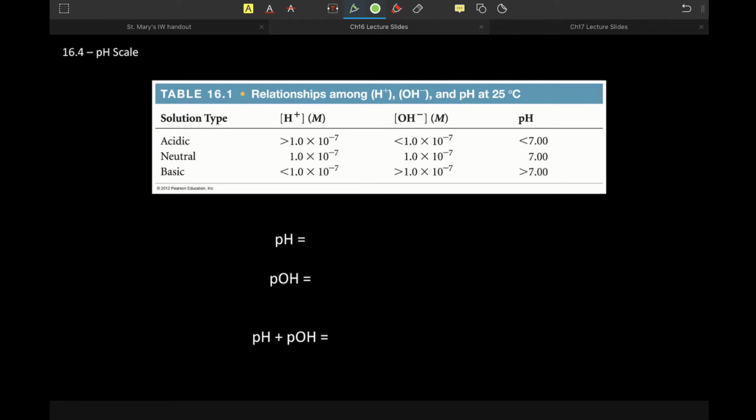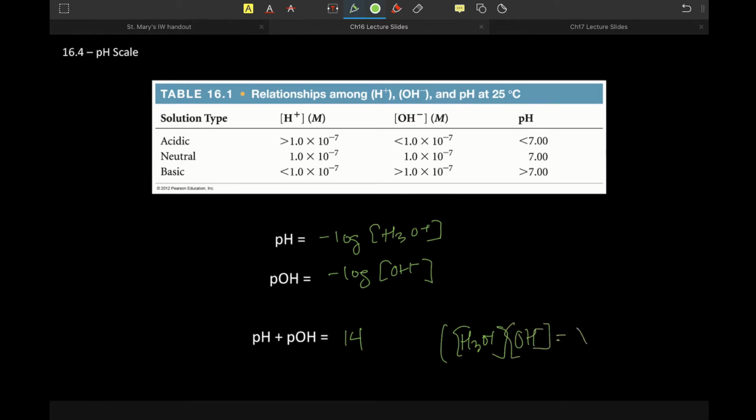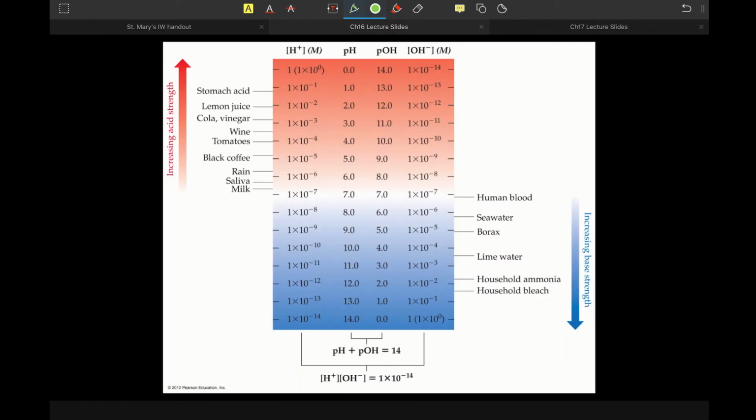All right, pH scale. This is the exact same as it was last year, wherein pH is equal to the negative log of our hydronium ion concentration. pOH is always going to be the negative log of our hydroxide ion concentration. And pOH plus pH is equal to 14, which is based on the fact that our H3O plus times our OH minus is equal to 1 times 10 to the negative 14th, which log properties give us. Does that make sense? Make sure you know those equations and you can manipulate them.